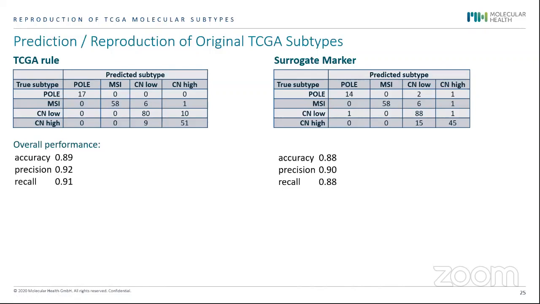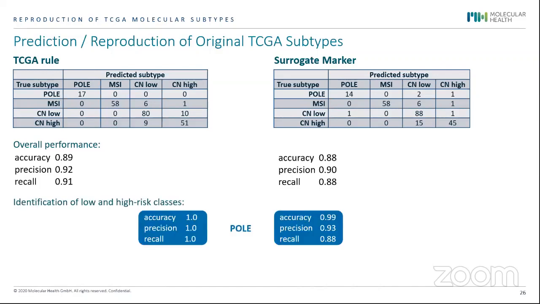Looking into how good we are actually at identifying the good outcome class and the bad outcome class. So for the identification of the pole class, the TCGA rule performs perfectly here, identifying all of the pole cases correctly, while the surrogate marker-based classification is a little less sensitive, so recall is a bit lower. It also has, I think, one false positive, but it's still really, really good.